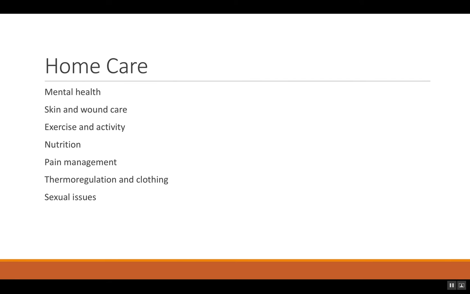Home care, obviously the mental health, supporting them, support groups, talking to them, making sure that they have adequate resources. Skin and wound care, where they have home nursing, exercise and activities, talking to them about the need for passive and active range of motion, nutrition and emphasizing the need for high protein diets, pain management at home, thermoregulation and clothing, explaining to them the need for that and covering the areas of the burns. And obviously sexual issues are going to arise, especially when you have burns to certain areas, including the perineum. So that's another big thing. And then pain and all that stuff, relationship issues, there's a lot of different areas that you can refer them to.